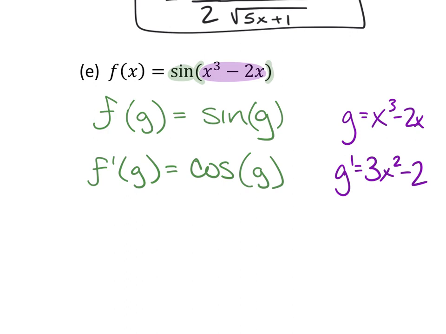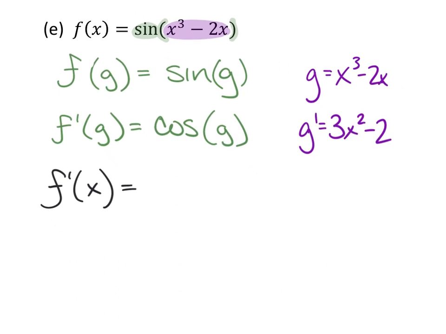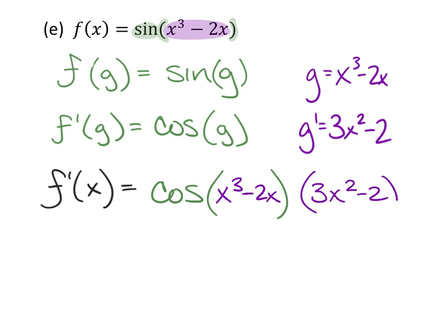And so if we put it together using the chain rule, f prime of x would be equal to the cosine of g, which is x cubed minus 2x, multiplied by 3x squared minus 2. Now there's not really any cleaning up for this one besides reordering.